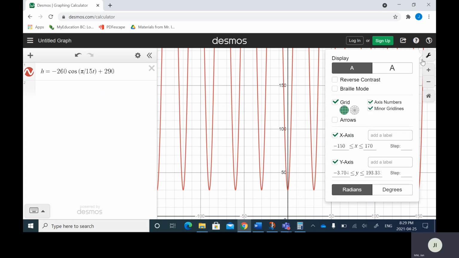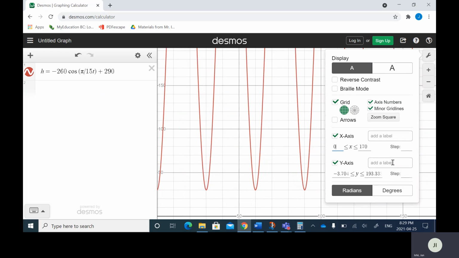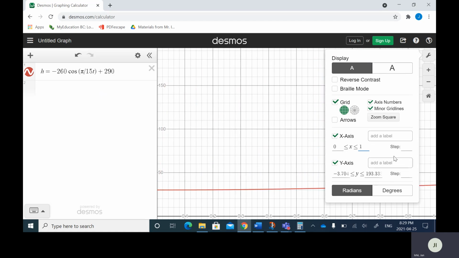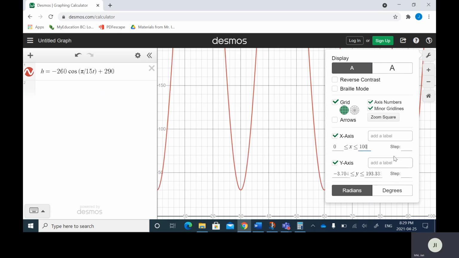With Desmos here, I'm just going to show you some of this stuff. We can adjust our x-axis and y-axis. For the x-axis, remember that it took 30 minutes, so I don't really need -150 to +170. We'll start at time 0. And each rotation takes, how long was it? It was 30 minutes. So let's go to 100. All right, so we've got 3 rotations.